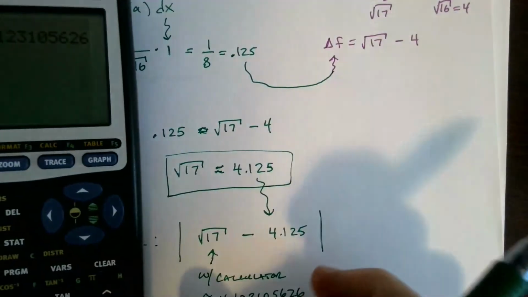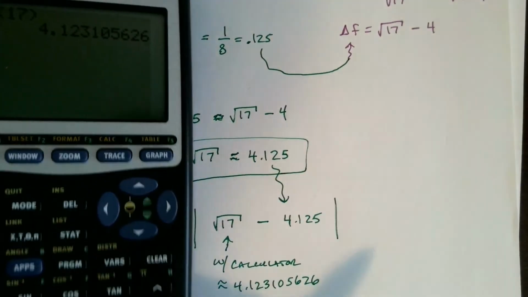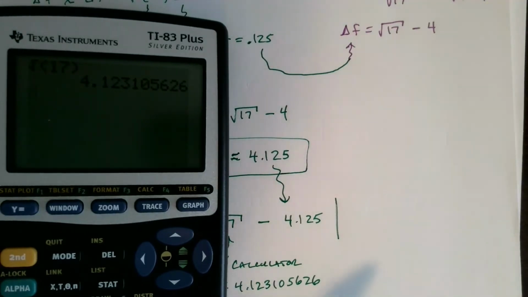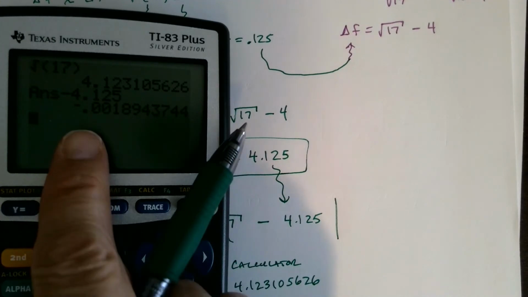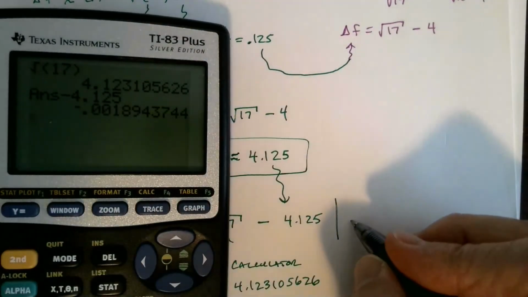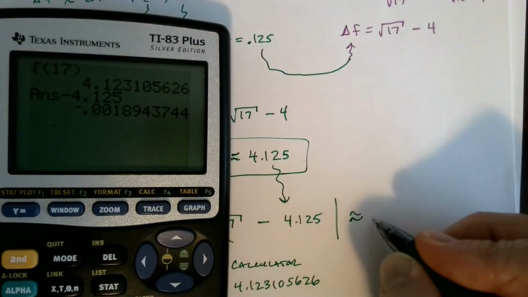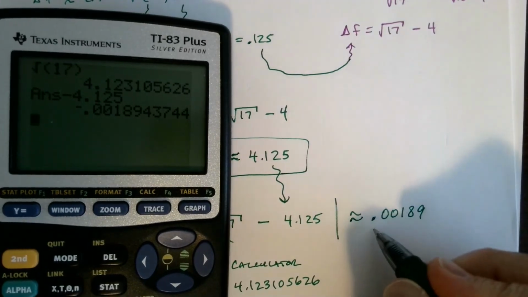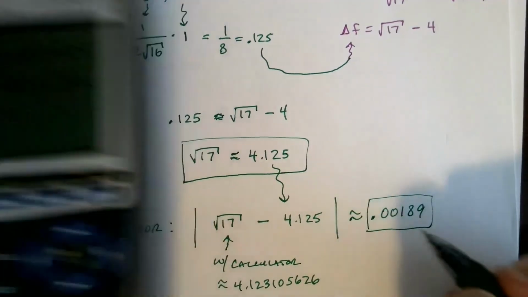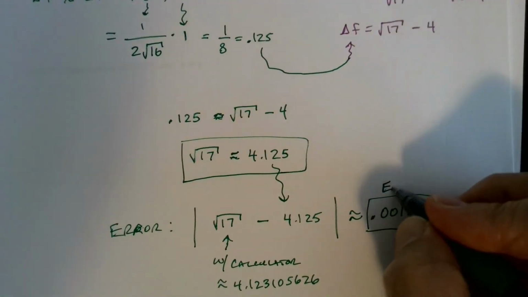We only want the absolute value, so it doesn't matter how we subtract this. But if I subtract 4.125 from this, of course I do get a negative value, but I take the absolute value, and so this is about 0.00189. So that's how much we're off by. That's the error.